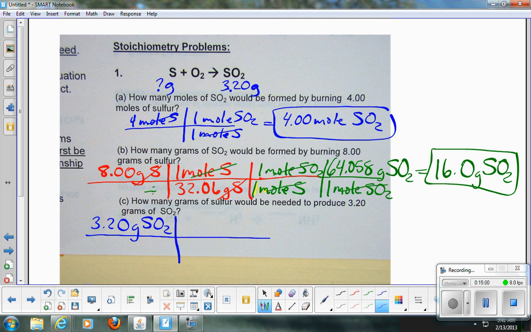What's my first step? What do I have to be in? Moles. So what am I going to put on top? 1 mole of SO2. What am I going to put on the bottom? The mass of SO2, 64. We already added that up, so let's put it down there: 64.058 grams SO2. That saves me a step because we use the same one. Grams go out.